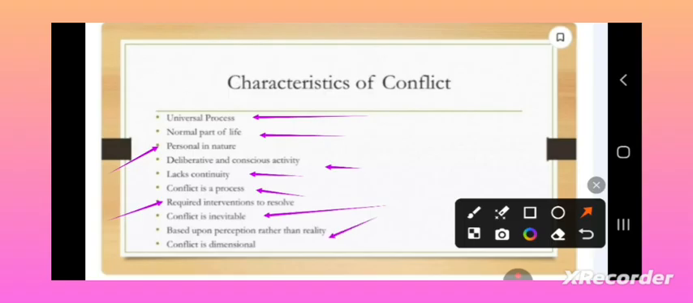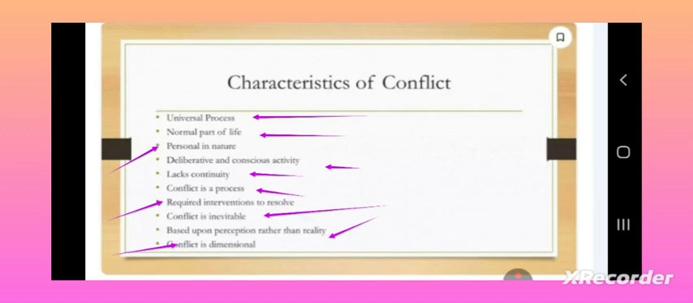It is based upon perception rather than reality. How people see the situation often drives the conflict, not necessarily the objective facts. Conflict is multidimensional. It has multiple layers.